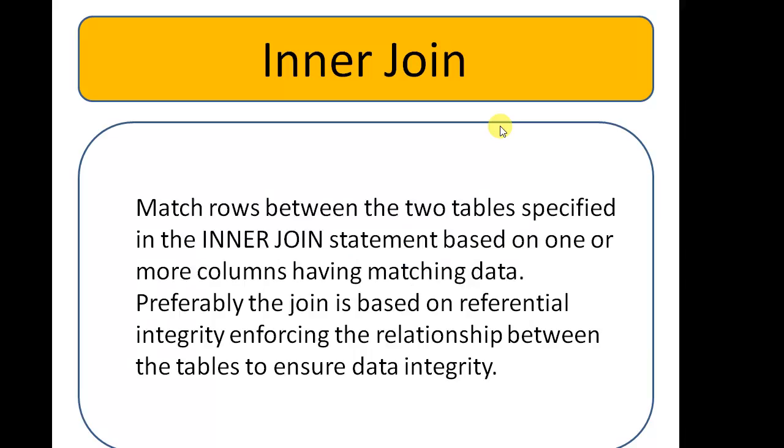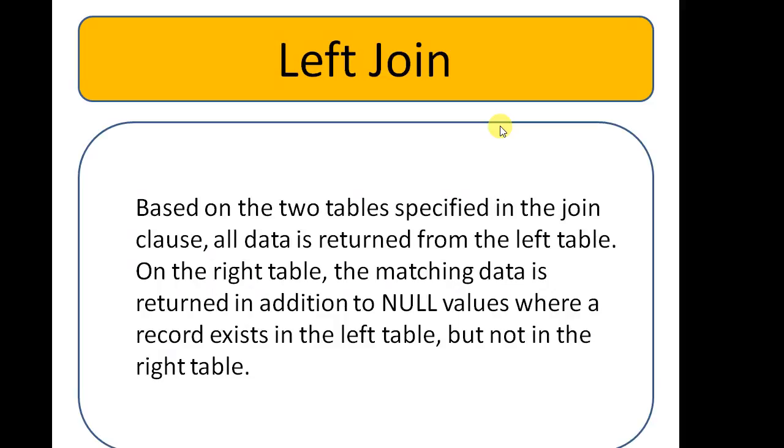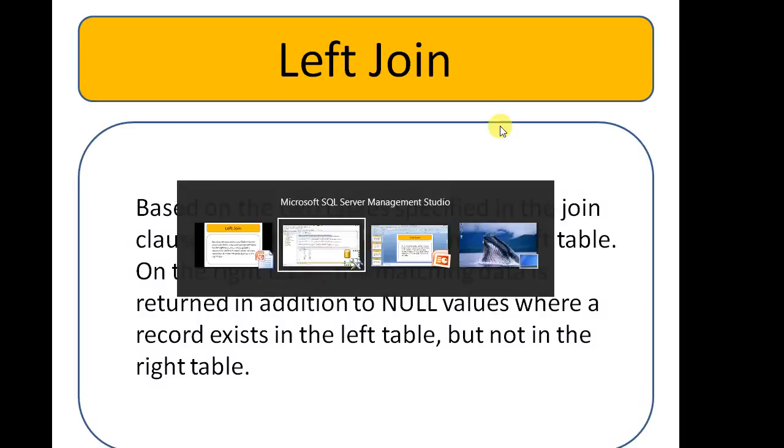Next one is outer join. This is the left outer join. Based on the two tables specified in the join clause, all data is returned from the left side table. On the right side table, the matching data is returned, in addition to null values where a record exists in the left table but not in the right table.